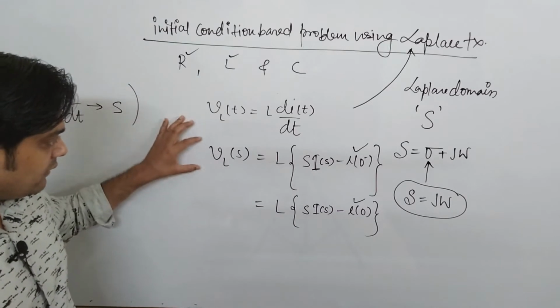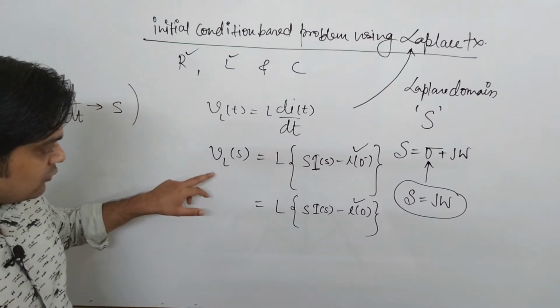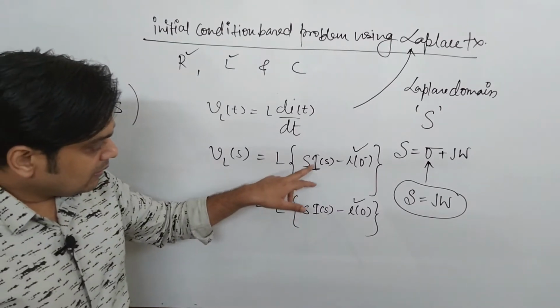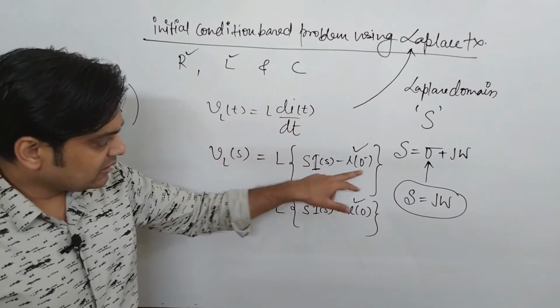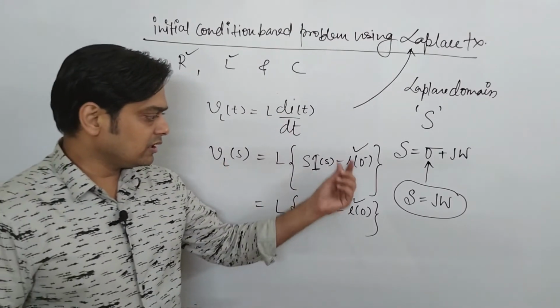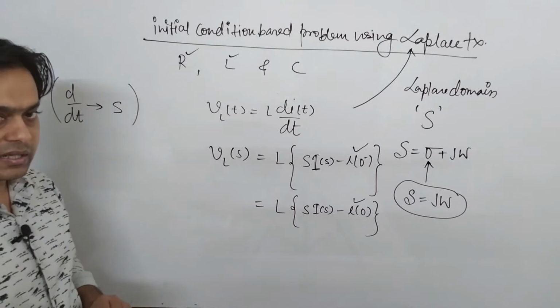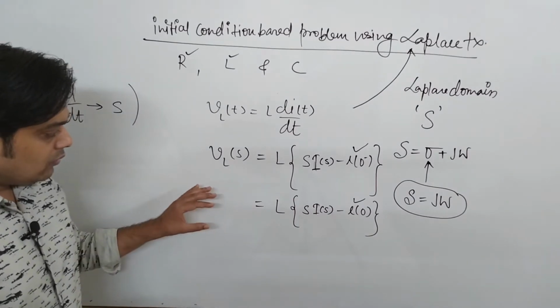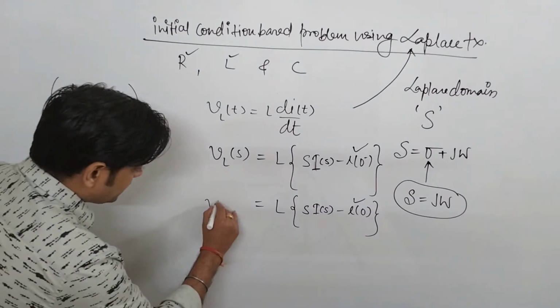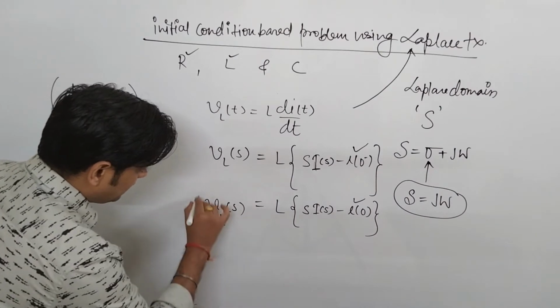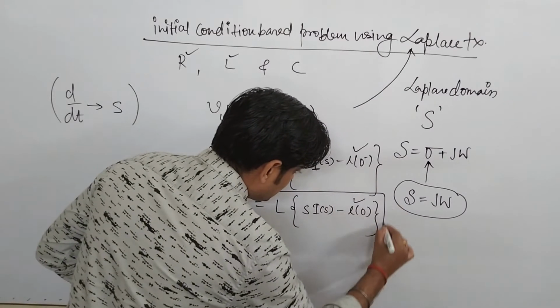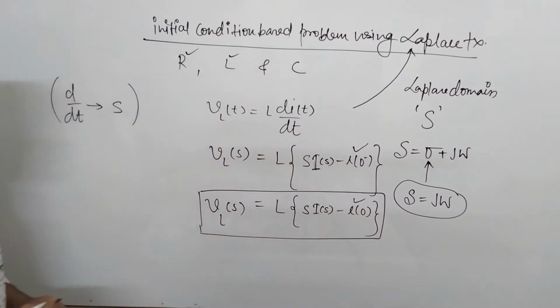So if you convert this VL(t) into this form, that comes to be VL(s), it is L[sI(s) minus I0 negative], and this I0 negative, or I0, is your initial current. So basically what I want to suggest here is that this VL(s) is in the form of this value, which is basically the voltage across the inductor.